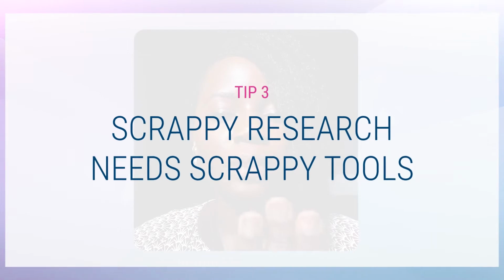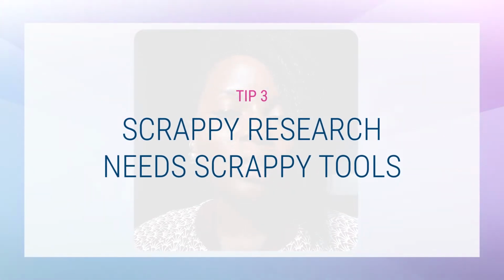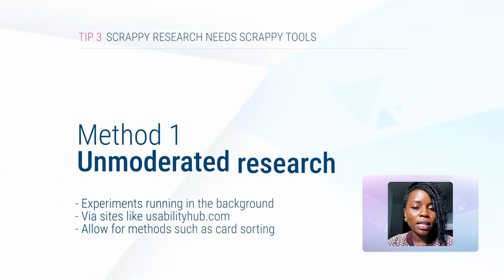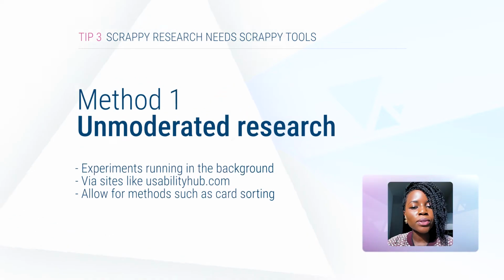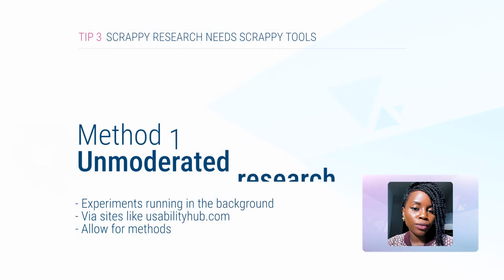Here's tip number 3. To do scrappy research, you need scrappy tools and methods. The first method is unmoderated research. This can save you time by running live experiments in the background that don't need direct input from you. Tools like Usability Hub, UserTesting.com, and UserZoom can help you run your card sorts, your tree tests, and surveys.